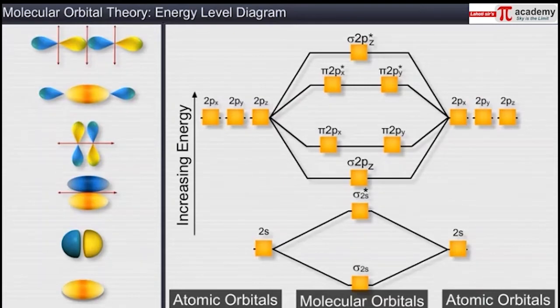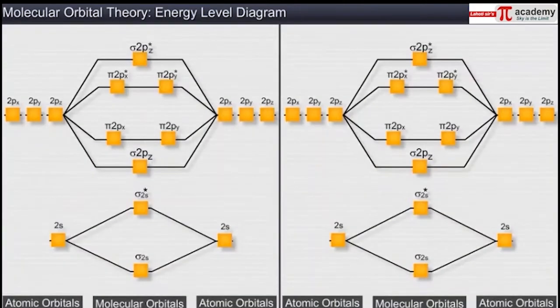As a result, the sigma 2p orbital lies below the pi x and pi y orbitals, and the sigma star 2p orbital lies above the pi star x and pi star y orbitals. While this sequence of molecular orbitals is accurate for molecules such as oxygen and fluorine, for other elements such as boron, carbon and nitrogen, the molecular orbital energy sequence is slightly different.